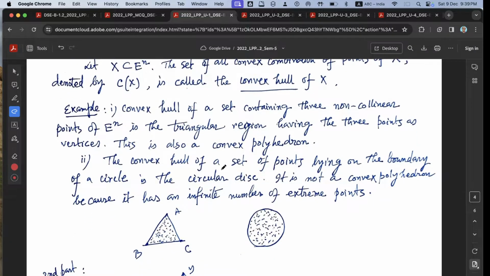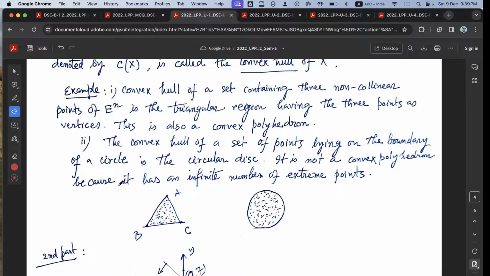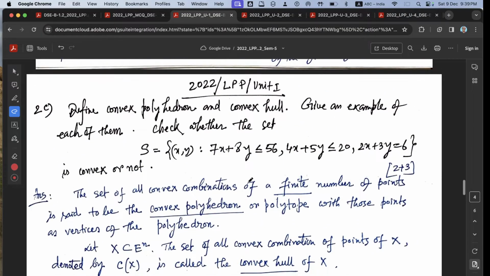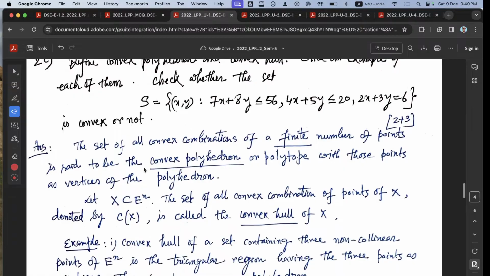And the convex hull of a set of points lying on the boundary of a circle is the circular disk. It is not a convex polyhedron because it has an infinite number of extreme points. This is the convex hull. And the second part of the question: is this set S, the set of all these, convex or not?